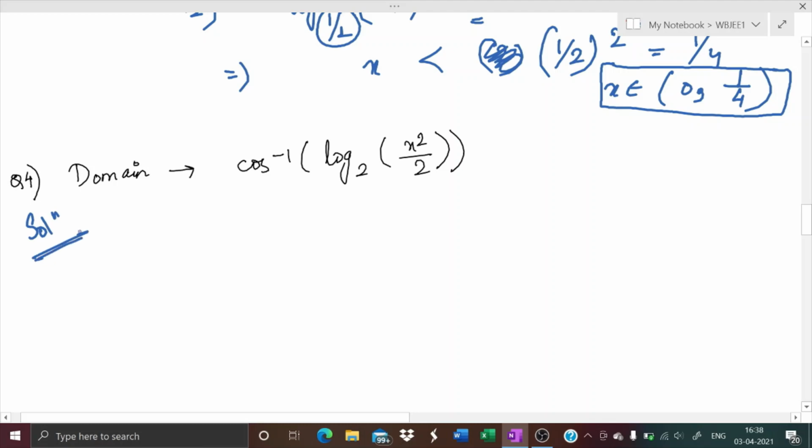Now, this is on the application of inverse trigonometry as well as log. So first you will see that this is under a log. So x square by 2 is always positive. So even if you take negative values of x, it won't matter. Now I will see the outer function, that is cos inverse.